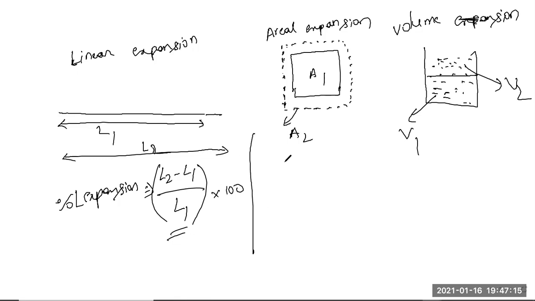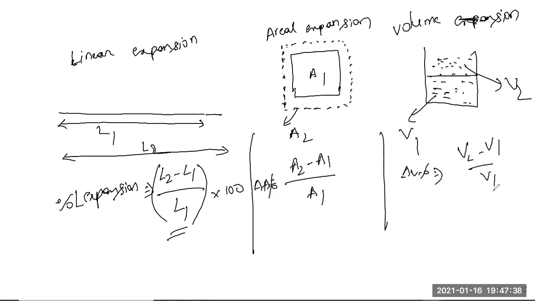So the percentage or fractional increase in areal expansion is final area minus initial area divided by original area or initial area. Similarly, I can call it as delta A percentage, delta V percentage, which is final volume minus initial volume by initial volume, that will give you percentage increase in volume.